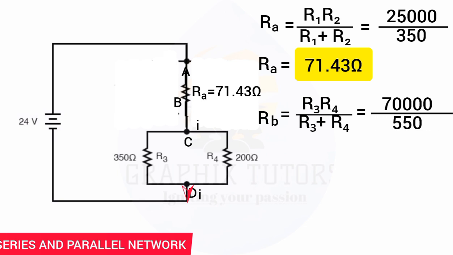So 70,000 divided by 550 is going to give us what? 127.27. That's what we have there. So my RB is equals to what?